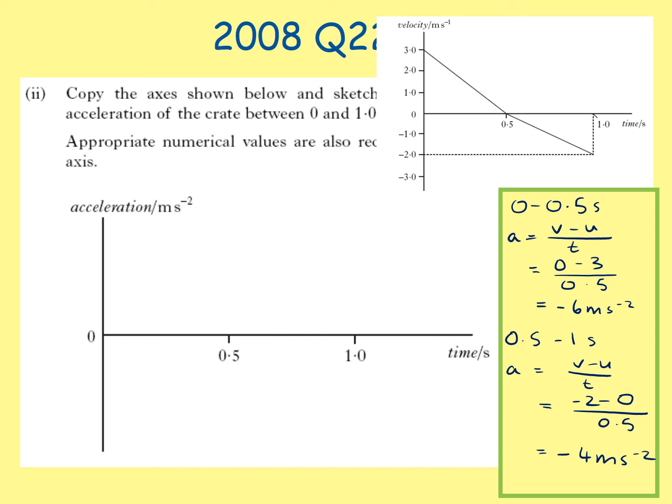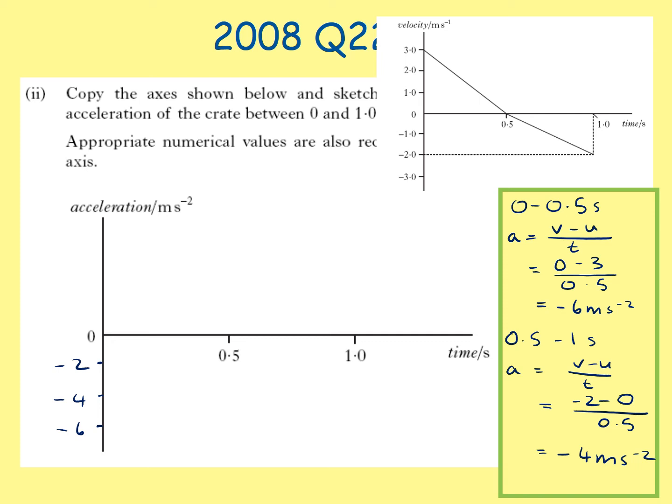We need to put these numbers onto our graph now, so it's easier with graph paper, but I'm just going to put as close as I can. I've got -2, -4, -6 there. Remember, you can't just shove -6 and -4 in without putting it into a proper scale.